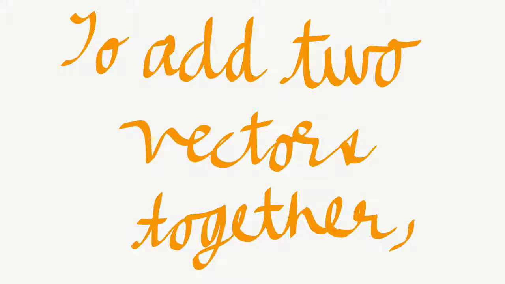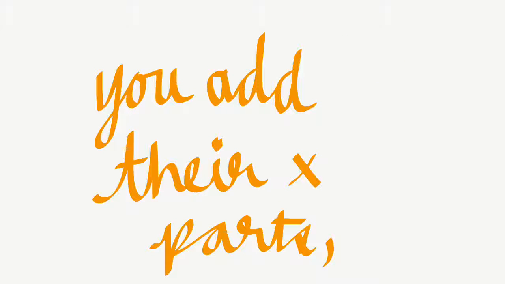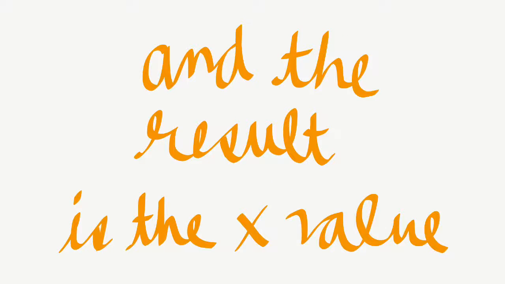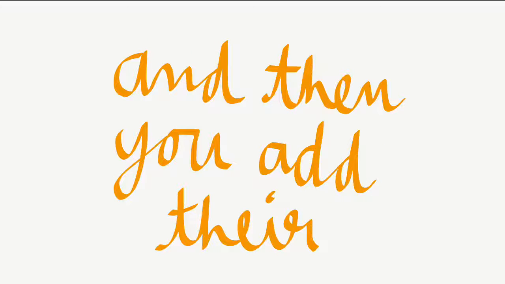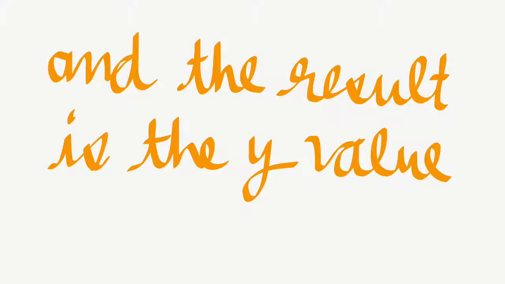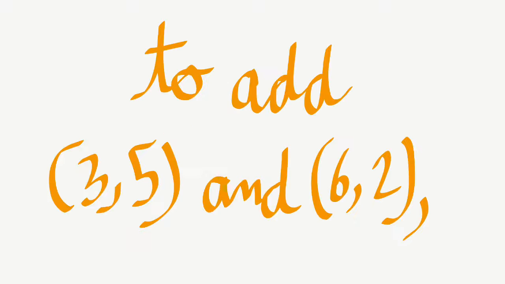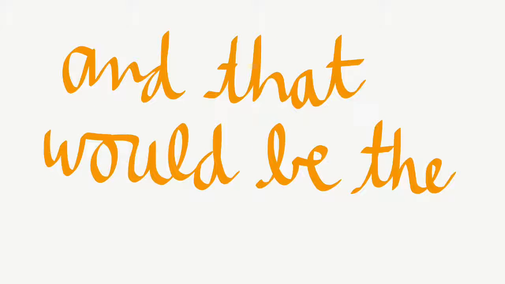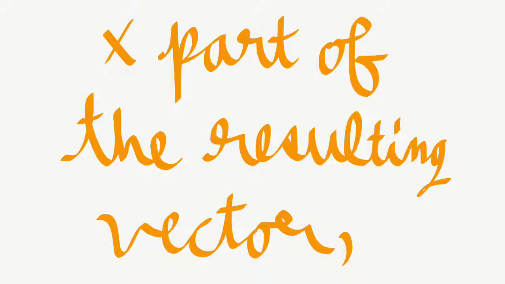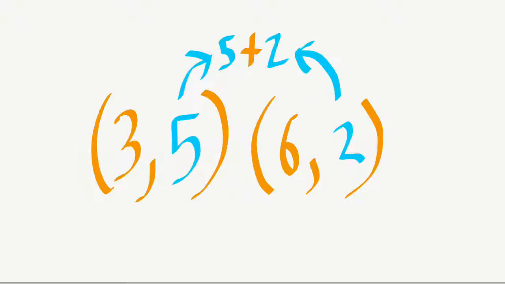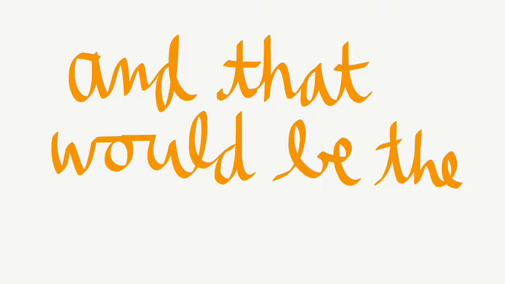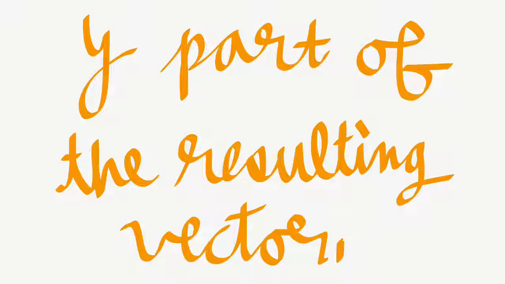To add two vectors together, you add their x parts, and the result is the x value of the resulting vector. And then you add their y parts, and the result is the y value of the resulting vector. So, to add (3, 5) and (6, 2), you would add 3 and 6, and that would be the x part of the resulting vector. And then you would add 5 and 2, and that would be the y part of the resulting vector.